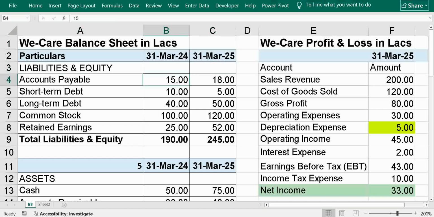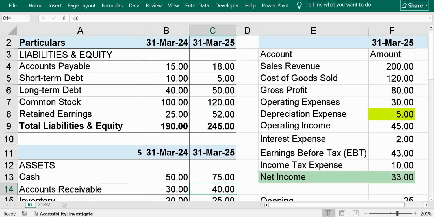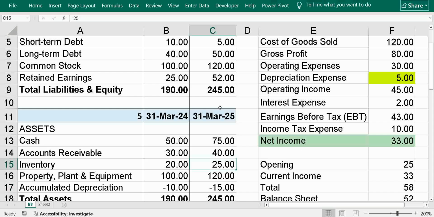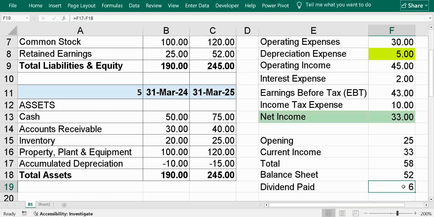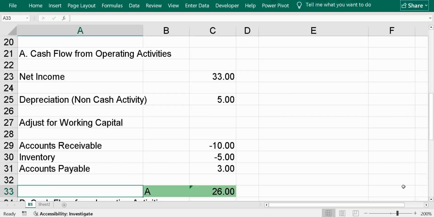Now only one is pending, that is earnings. Opening balance is 25, closing balance is 52. We have to see the difference. Opening balance is 25, then current income is 33, so 58 has come. Balance is 52, closing balance 52. There is a difference of 6, that is dividend. That should be adjusted here.